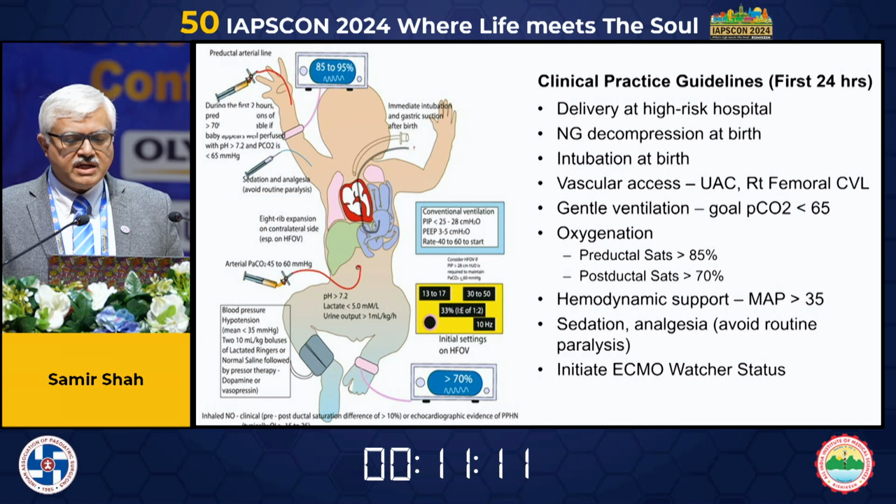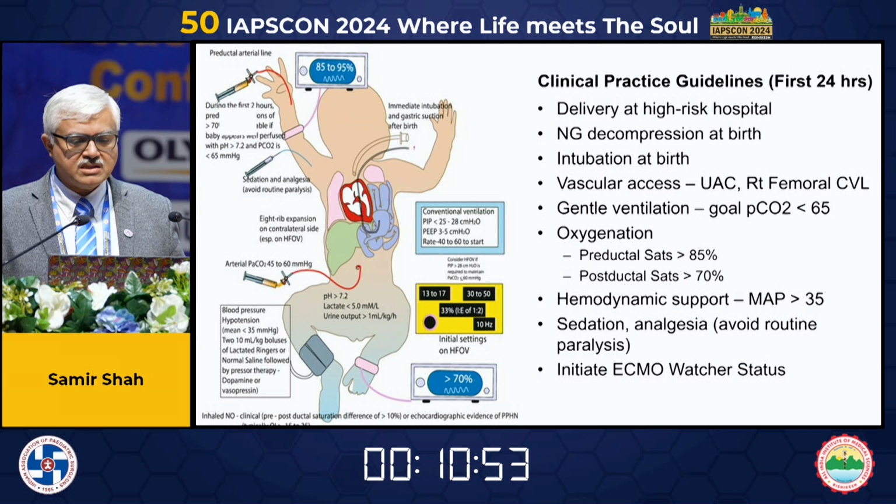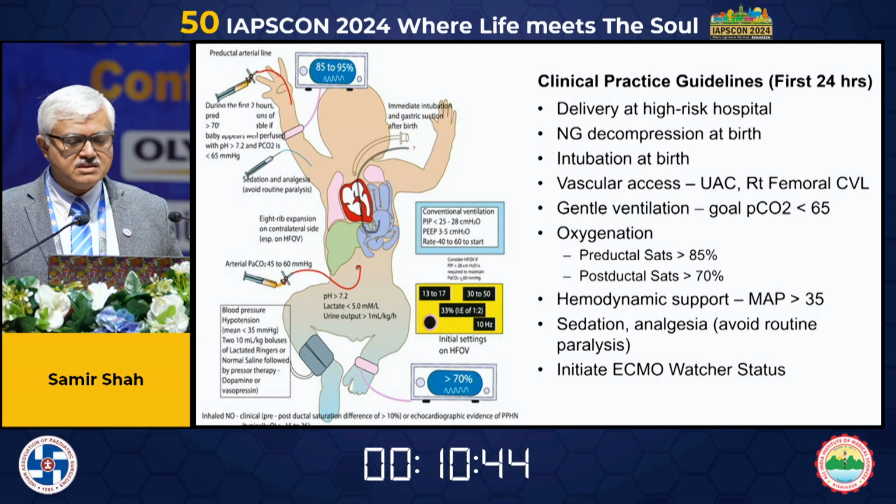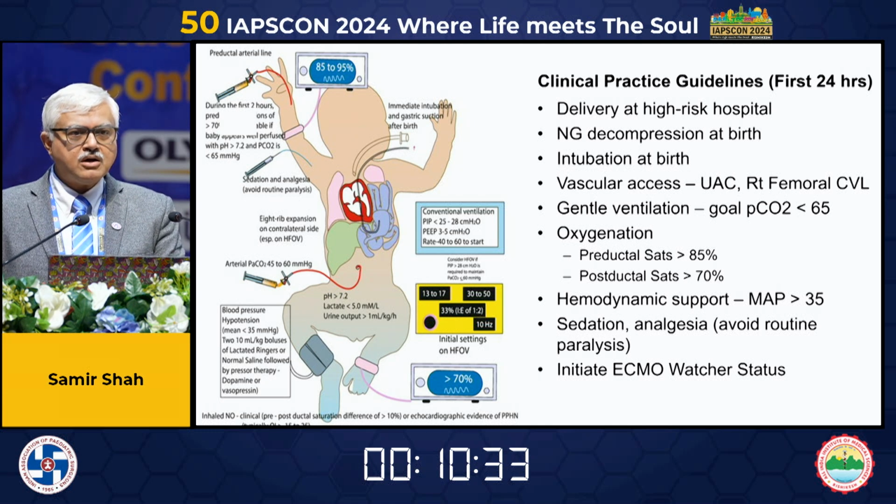We perform gentle ventilation with a goal PCO2 of less than 65, and differential oxygen saturations, with an acceptable pre-ductal saturation greater than 85% and an acceptable post-ductal saturation greater than 70%. We do not push for more than 70% in the post-ductal patients. For hemodynamic support, our goal is a mean arterial pressure of more than 35. We use standard sedation and analgesia, and we avoid paralysis in these patients. All our CDH patients are considered to be ECMO watchers unless there is a pre-designated reason not to put the patient on ECMO.